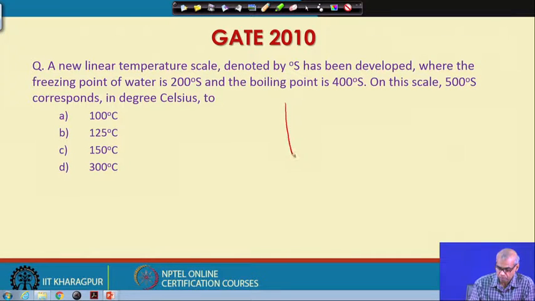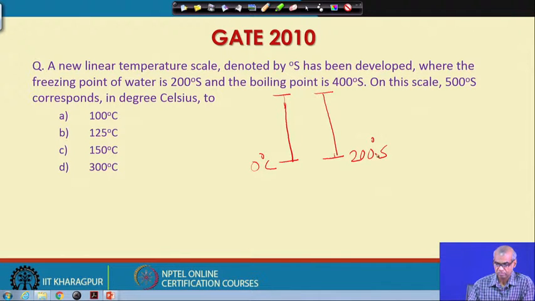So, what you will do is, let us say the freezing point, this is 0 degree Celsius, and in the new temperature scale this is 200 degree S. The boiling point, 100 degree Celsius, corresponds to 400 degree S. So, 500 degree S corresponds to what degree Celsius? That is the question.